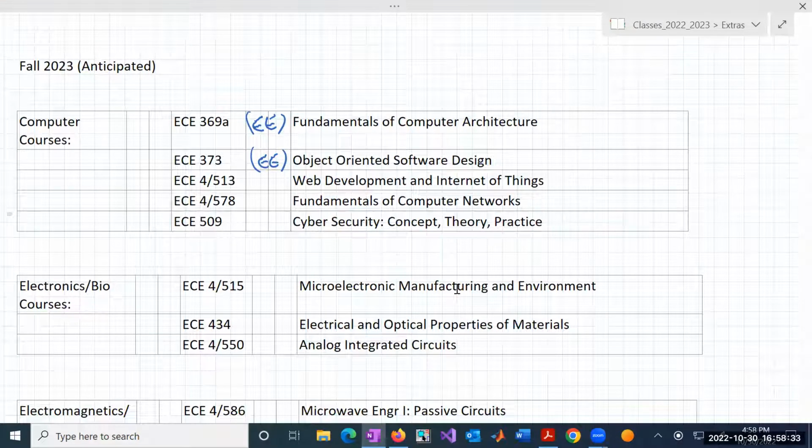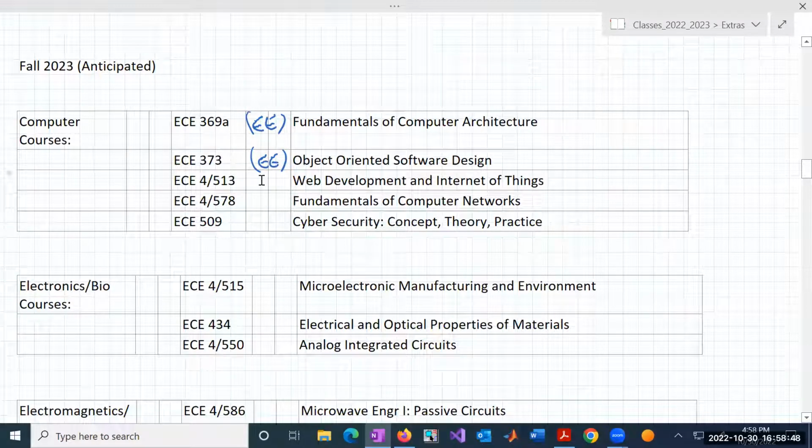In the fall, what we are anticipating based on what we know right now relative to sabbaticals and leaves for faculty, these are the classes. In the spring semester, we offer the core courses in the electrical engineering foundation. In the fall, we offer the computer related. And so here you see EE option students can take fundamentals of computer architecture 369A, or they could learn more object-oriented software design in ECE 373. There's also a class on web development and Internet of Things 413, 513.